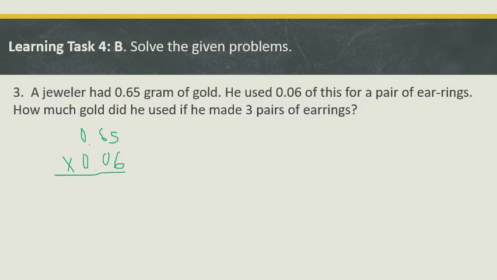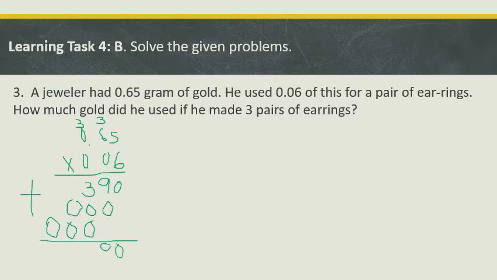Multiply muna natin siya. 6 times 5 is 30, carry 3. 6 times 6 is 36 plus 3 is 39, carry 3. 6 times 0 is 0 plus 3 is 3. Then 0 times 5 is 0, 0 times 6 is 0, and 0 times 0 is 0. And then yung last natin, 0 times 5 is 0, 0 times 6 is 0, and 0 times 0 is 0. I-add na natin siya. We will get 0, 9, 3, 0, 0.